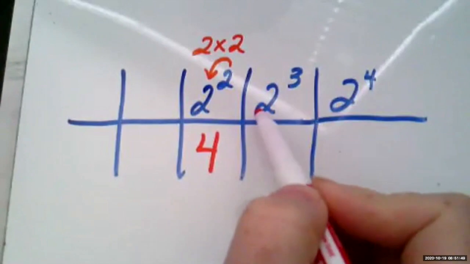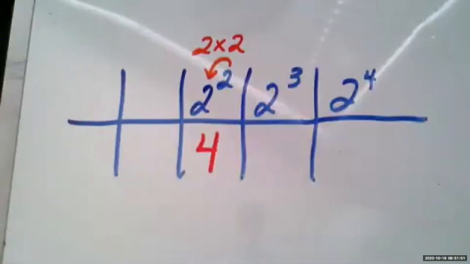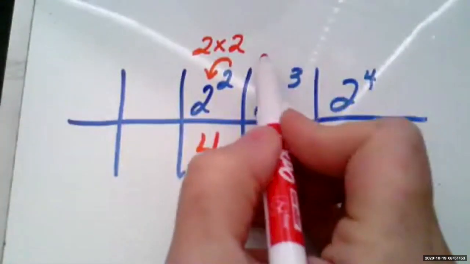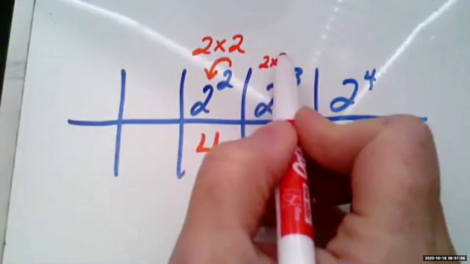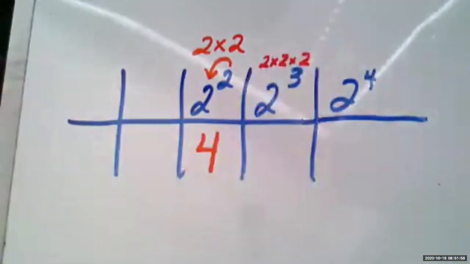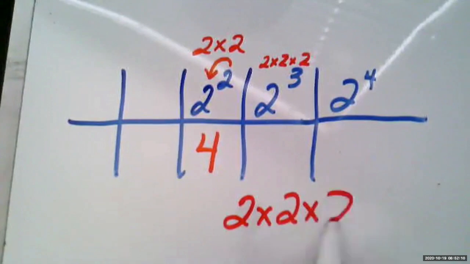Now I have 2 to the third power. 2 to the third power basically means 2 times 2 times 2. No, the answer is not 6. That's a big, huge mistake. A lot of people make the same mistake. 2 times 2 times 2.